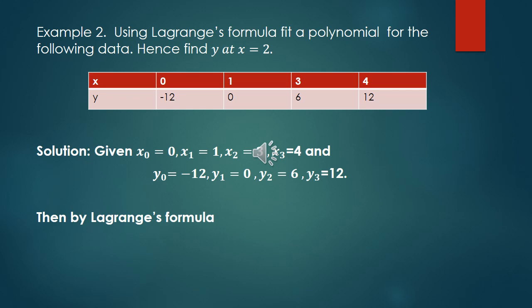Here the x values are not equally spaced, therefore we can apply Lagrange's formula. The solution is, first of all we write x0, x1, x2 and x3 which are 0, 1, 3 and 4, and y0 is equal to minus 12, y1 equal to 0, y2 is equal to 6 and y3 is equal to 12. Then we apply Lagrange's formula.